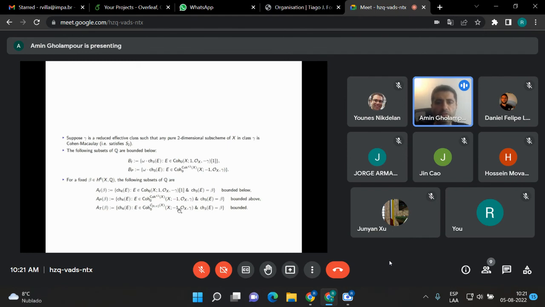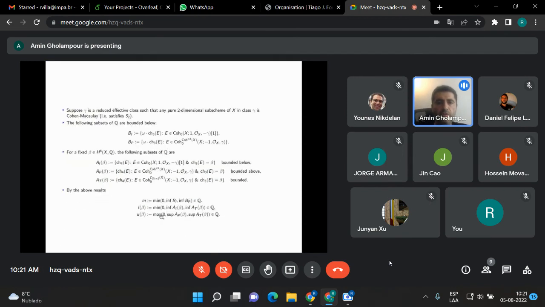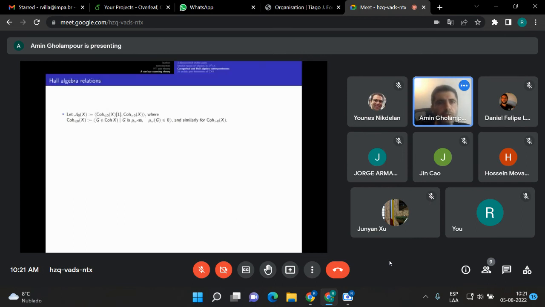But for this extra one, it's bounded from both sides. Then we define these numbers, the minimum of these numbers that are bounded from below, and so on. Okay, so a little bit about Hall algebra.